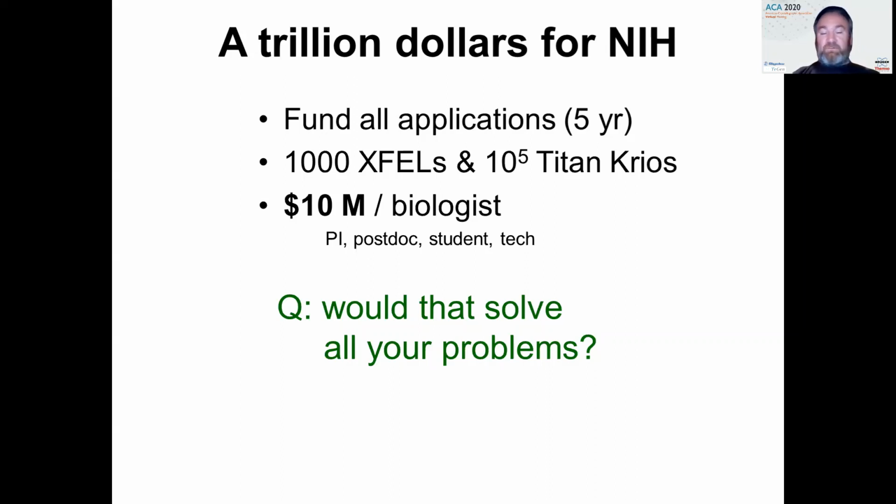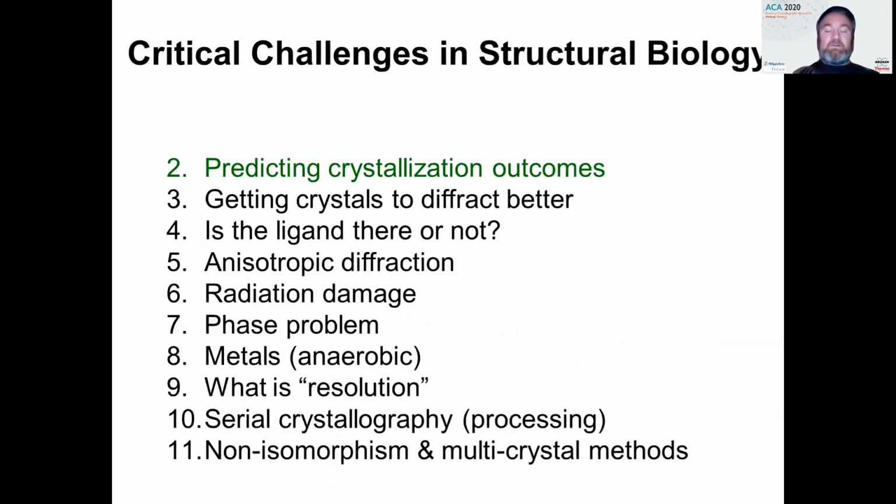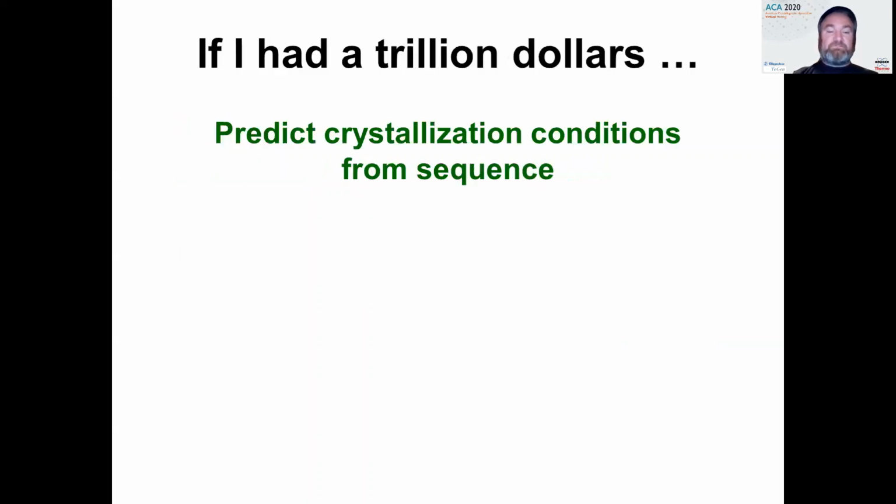And it'd be nice to be able to get all the resources you need, but in order for this to work, it has to work. It has to solve all of the things standing in the way between what you got into science for in the first place and actually achieving that. Those are the intellectual and technological challenges that I believe are the real purpose of science. So getting back to my critical challenges, let's take that first one. Predicting crystallization outcomes. Could we actually do that with $1 trillion?